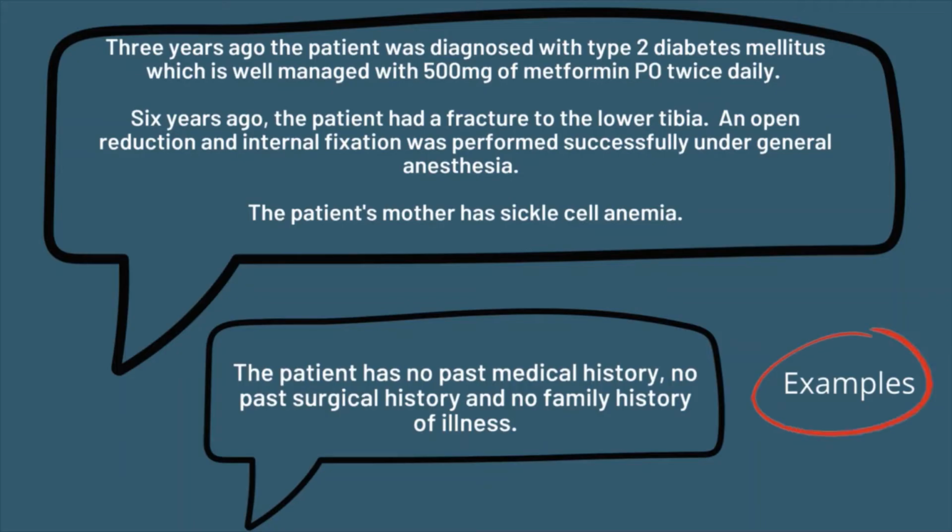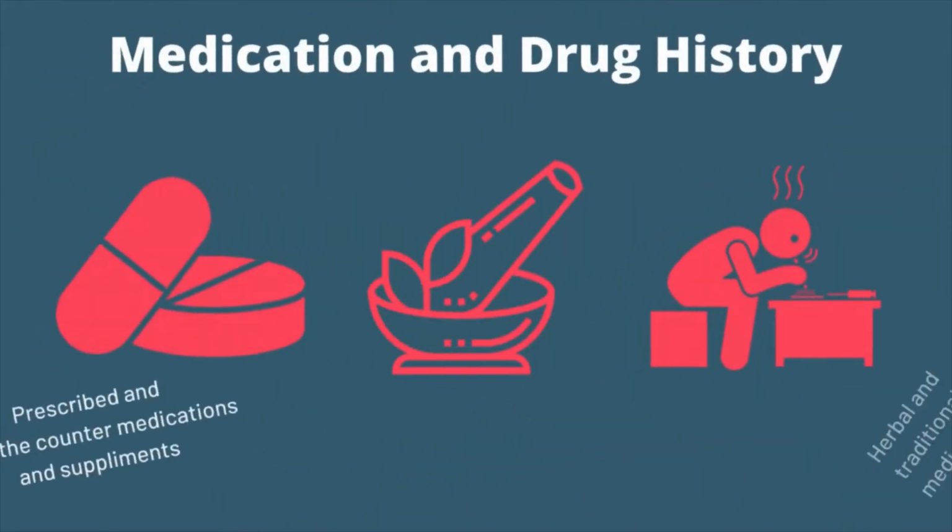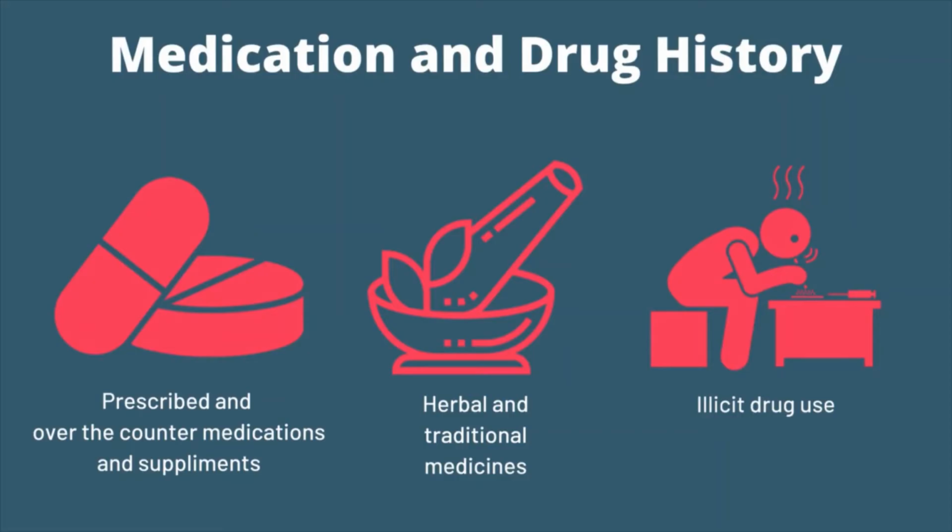You should now move into the patient's medication and drug history. Give an organized report of the patient's use of prescribed medications, over-the-counter medications and supplements, herbal and traditional medicine use, and the patient's history of illicit drug use. These data can influence the types and dosages of medications that the patient can receive and the types of interventions that the patient receives. Here's an example of how you can structure this portion of your presentation.